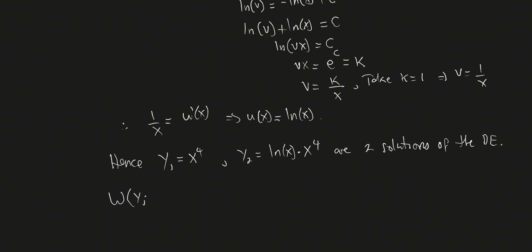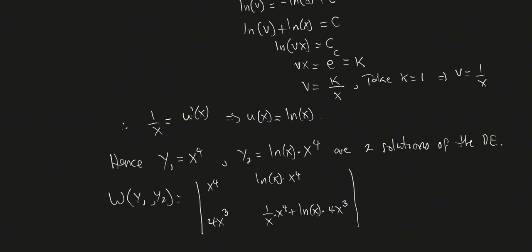So the Wronskian of these two functions, right? It's our determinant, and so we'll have the x to the 4th and the natural log of x times x to the 4th. And now we need to put the first derivatives in the second row. So this is 4x cubed, product rule again. So we got 1 over x times x to the 4th plus the natural log of x times 4x cubed, right? So this simplifies to x to the third power, right?